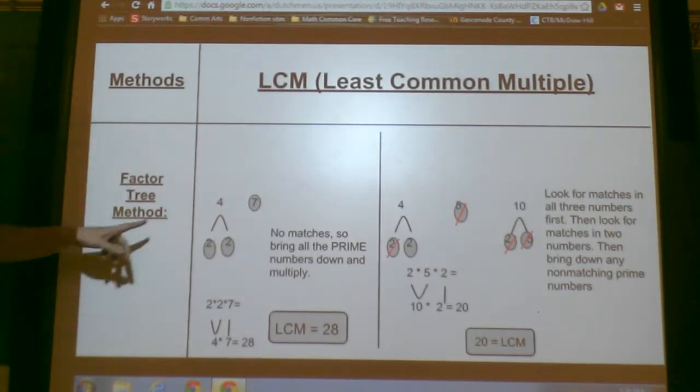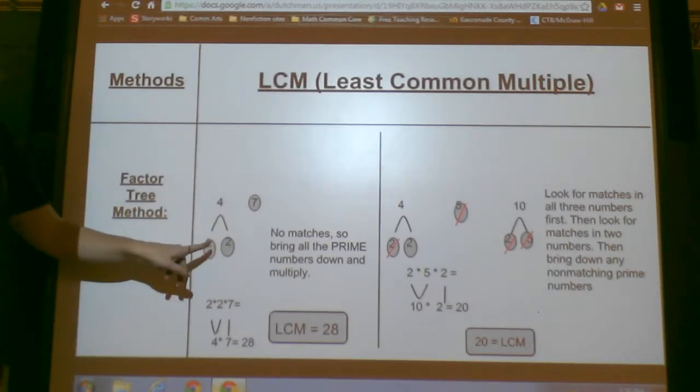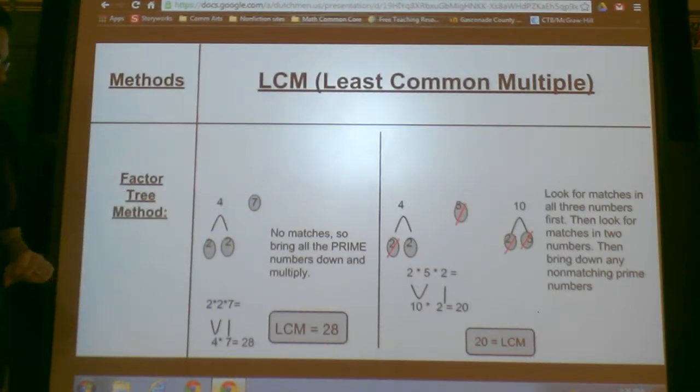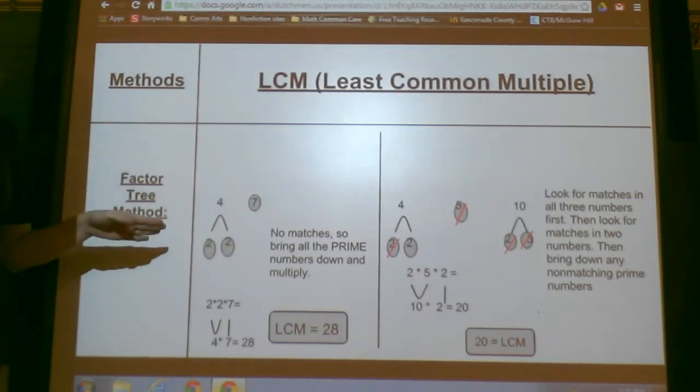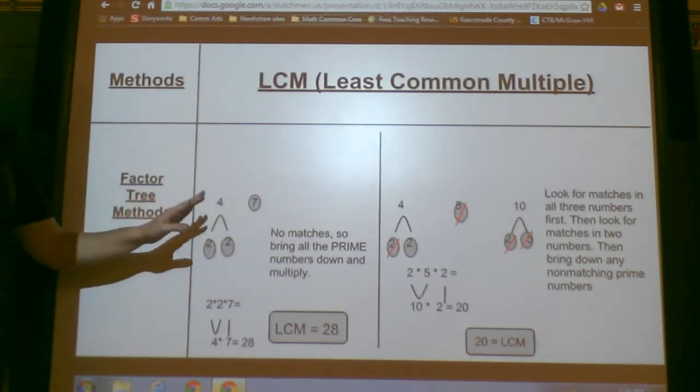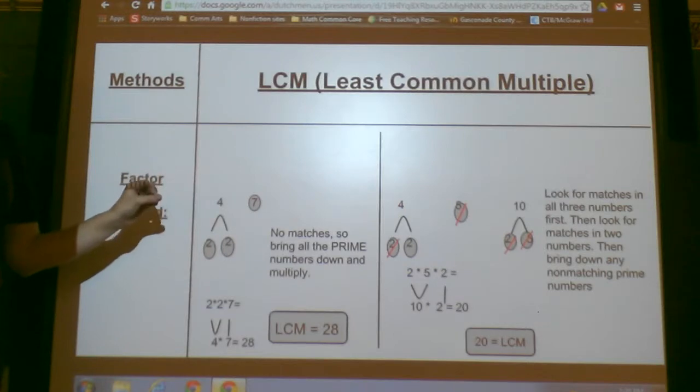So if we were given the numbers 4 and 7, we would factor them out. 4 factors out to 2 and 2. They're both primes, so we circle them. 7 is already a prime, so we can just circle it and we know we're done. Now, what we do is we look for our matches. So I have 2's here and a 7 here. There are no matches. But here's the difference between GCF and LCM.